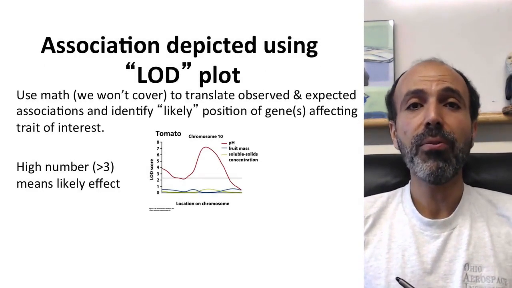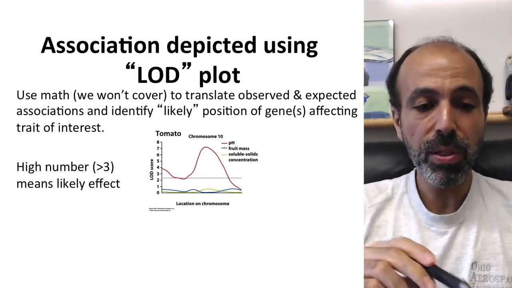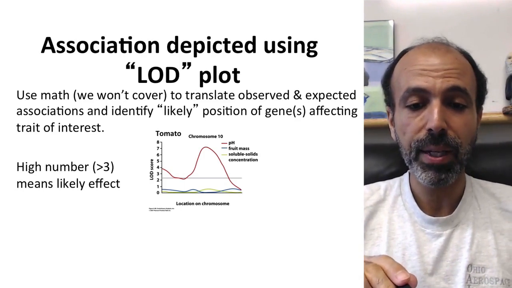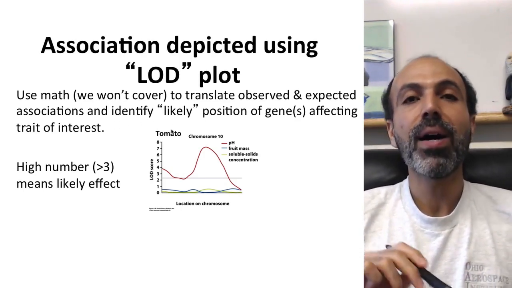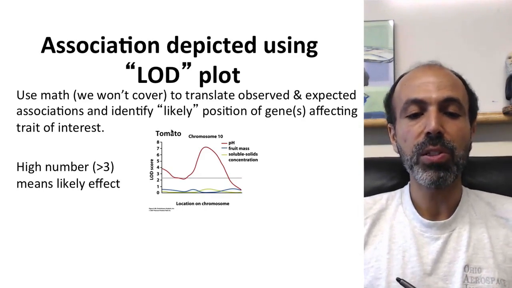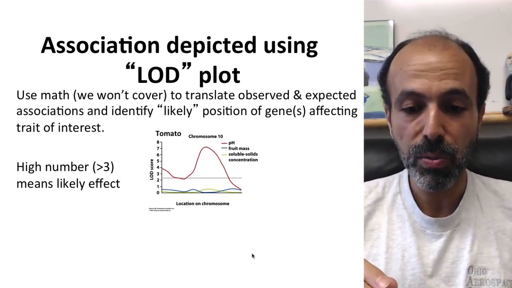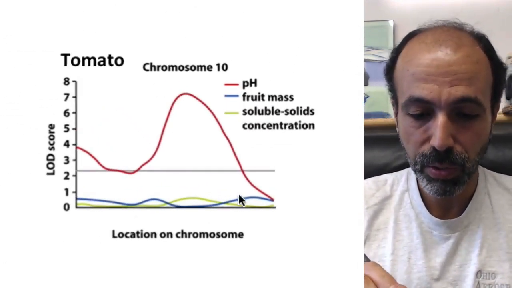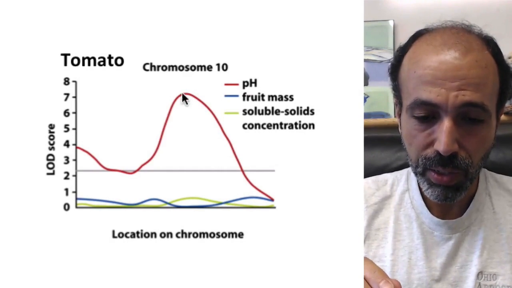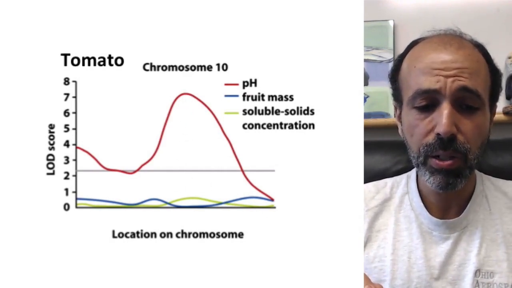Now this has been done quite a bit, and this is often depicted using what's referred to as a LOD plot. So what they do is they use math, which we're not going to cover in this lecture, to translate these observed and expected associations to identify a likely position of the genes affecting the trait of interest. So in this case, this is looking at various traits associated with tomato, and pH here is very well explained. And you see, looking across chromosome 10, there's an area here where there's a lot of the variation in pH explained, and there's areas where it's not.